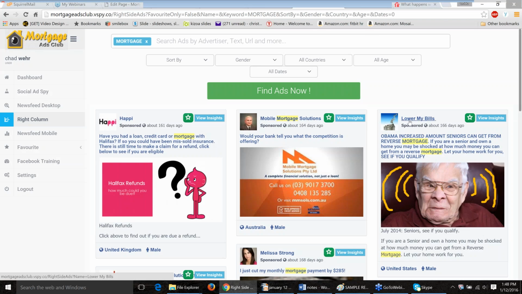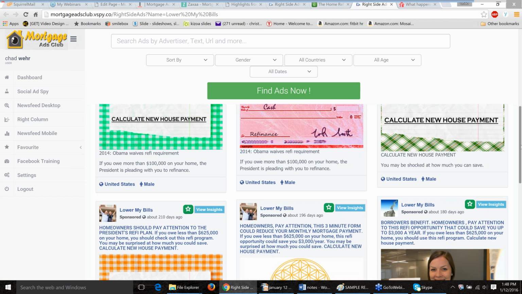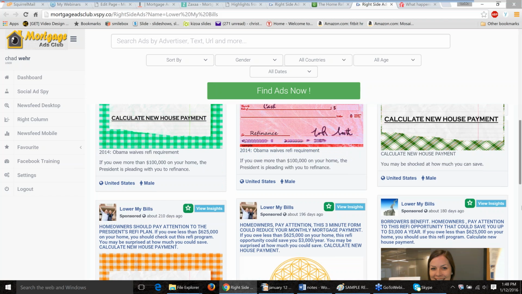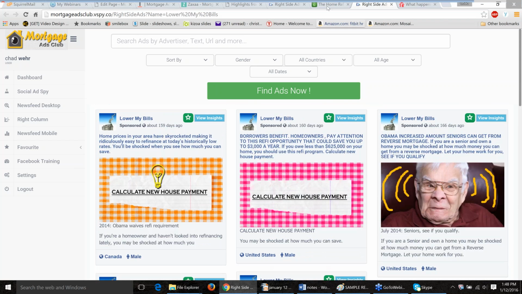If you see something and you go, you know what, I wonder if that person does more. For example, if I click on lower my bills here, it'll show me all the rest of the mobile ads that Lower My Bills has been running. So now it's going to show me everything. Now we have calculate new house payment, and if you pay close attention, you're going to get an excellent education in what works and what doesn't work when running ads on Facebook, just by modeling what these guys are doing.